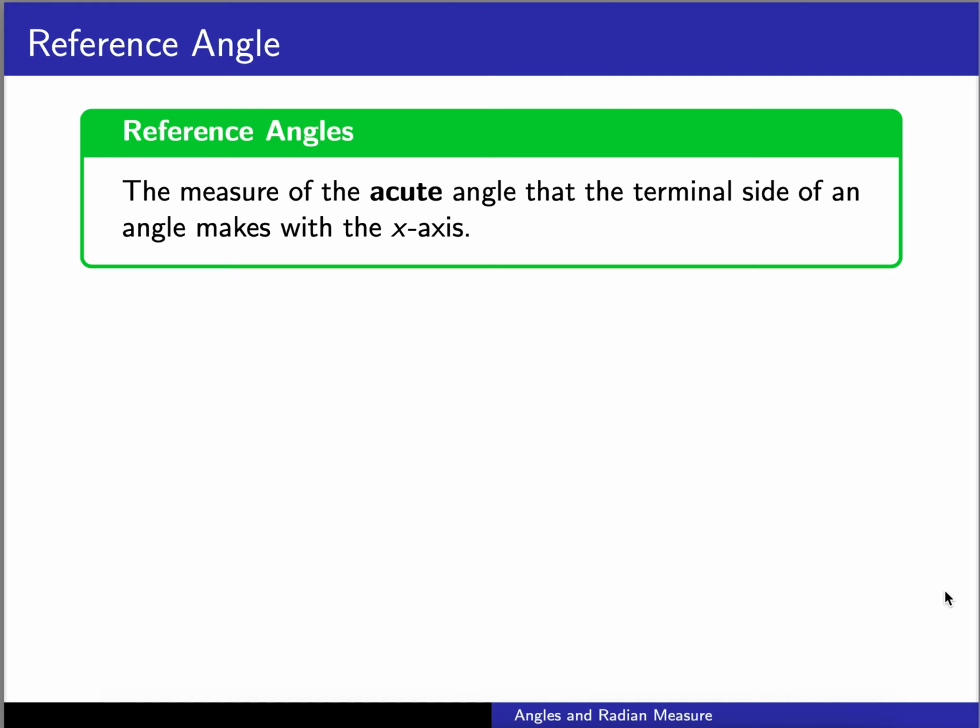So it's the measure of the acute angle that the terminal side is going to make with the x-axis, either the positive x-axis if it ends up in the first or fourth quadrant, or the negative x-axis if it ends up in the second or third quadrant. So here we have an angle in standard position, and we've opened it up into the second quadrant. And so this terminal side here in red makes an acute angle here with the negative x-axis, and we call that reference angle theta prime.